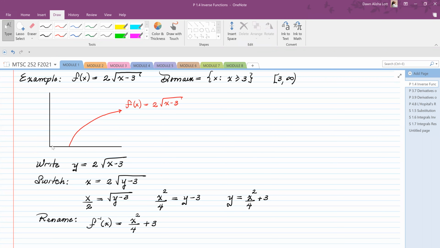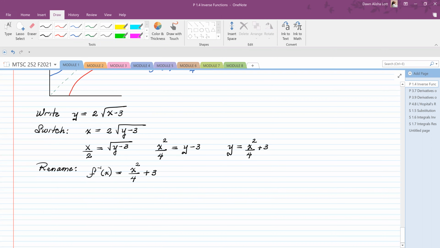Okay, so here is my graph, and then my function's going to start at 3 and go up like that. So f inverse of x is x squared over 4 plus 3. Okay, so that's how you do it in general.